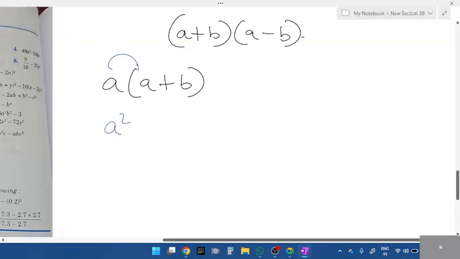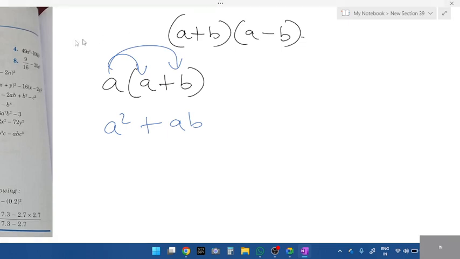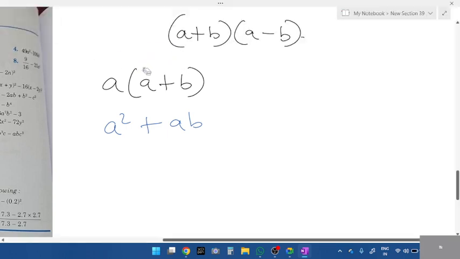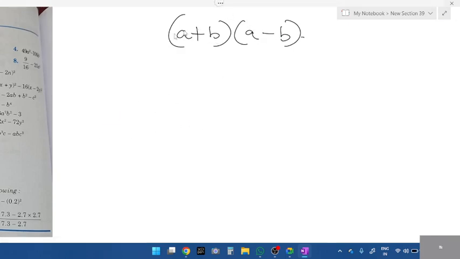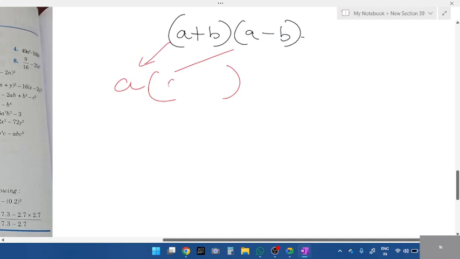A square, then plus AB. Right? There is only one bracket and one value. This is how you multiply. But in this question, we have two values. When you have two values, remember this. Take the first one outside, then the entire thing, A minus B. Take the second one outside and the entire thing, A minus B. Is this clear?